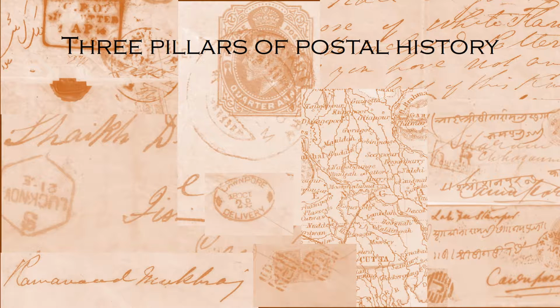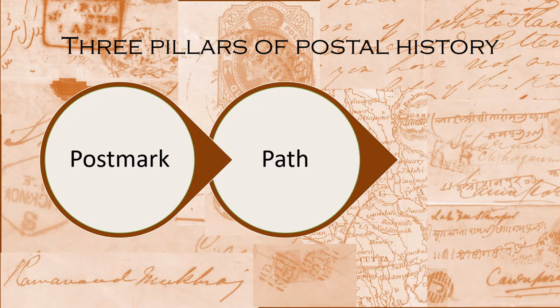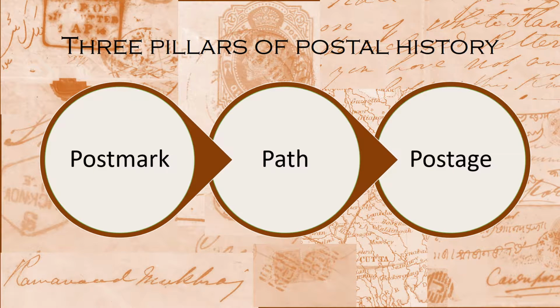Today, I will start with the definitions of the three pillars of postal history: postmark, path, and postage. A postmark can be defined as an official mark stamped by postal authorities on a letter or other postal package, serving to cancel the postage stamp. Path is the route taken by the letter from origin to destination. And postage is the amount charged for delivering the letter to the destination.